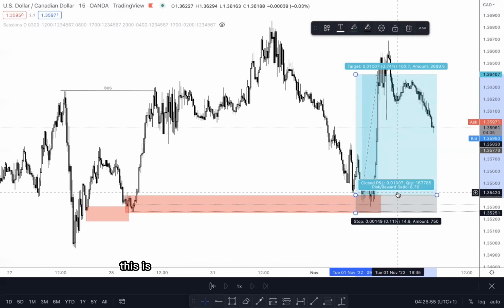So this just shows you the importance of having the knowledge on how to navigate your POIs and find your entries, to get the best setup possible, to get that lower risk and that higher reward for your trade.